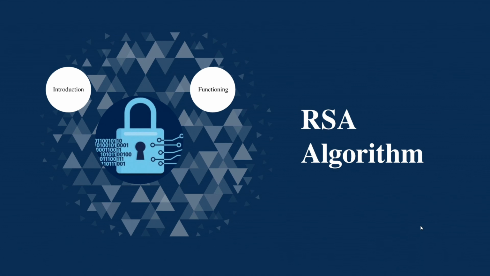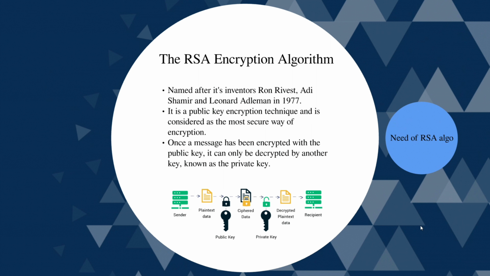Hey everyone, in this video we are going to discuss the RSA encryption algorithm. This algorithm was named after its inventors Ron Rivest, Adi Shamir and Leonard Adleman in 1977. It is a public key encryption technique and is considered the most secure way of encryption.